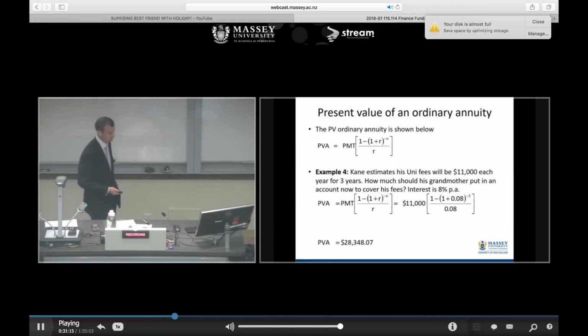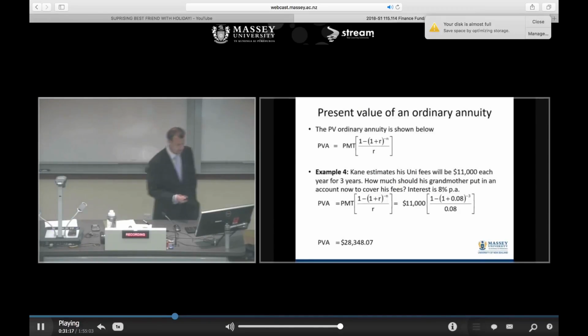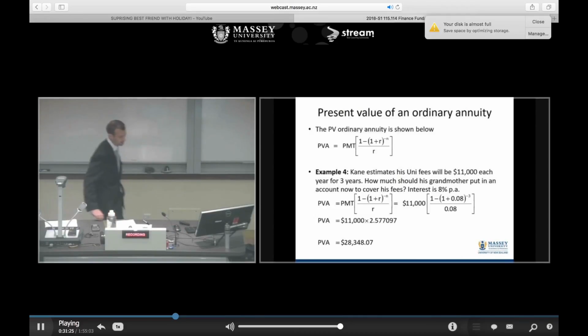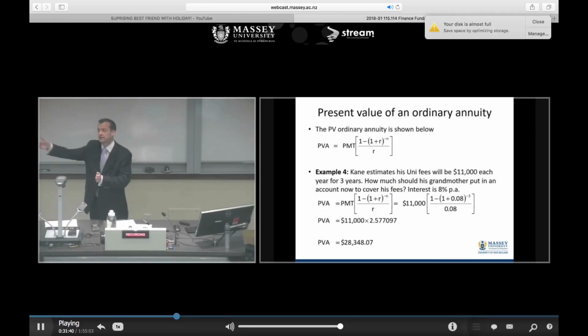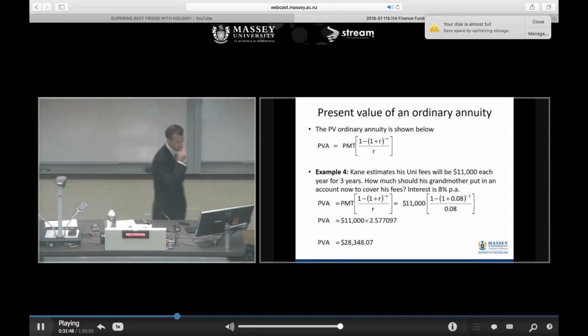And then calculate that through. So we should end up with, so what this is saying is if his grandmother put 28,000 into a bank account today, he would be able to make 3 payments of 11,000 out of that and use up all of that money. And then that covers his fees over the next 3 years.